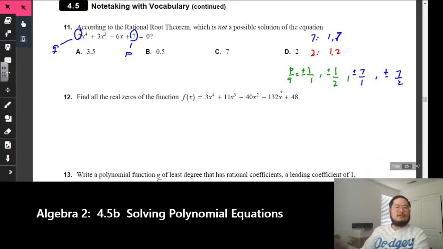Are all of these solutions? No. These are only possible solutions. So let's go through our list right here. I've got plus or minus 1 as a possible solution. That number's not even there, so we're not going to worry about that.